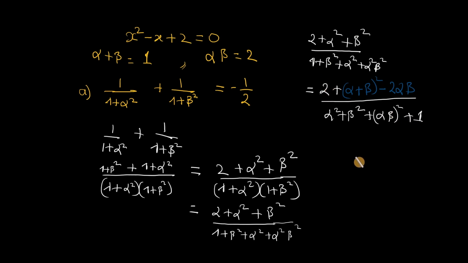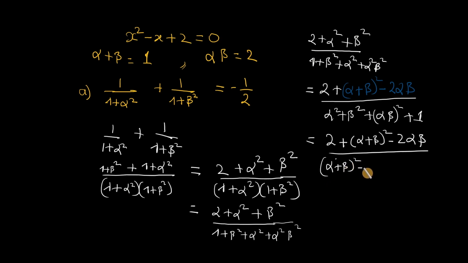You know from indices, a times b to the n is the same as a to the n, b to the n. That's why alpha squared beta squared is the same as alpha beta all squared, where n here is 2, which is equal to 2 plus alpha plus beta all squared minus 2 alpha beta all over alpha plus beta all squared minus 2 alpha beta plus alpha beta all squared plus 1. Alpha squared plus beta squared is the same as this formula.